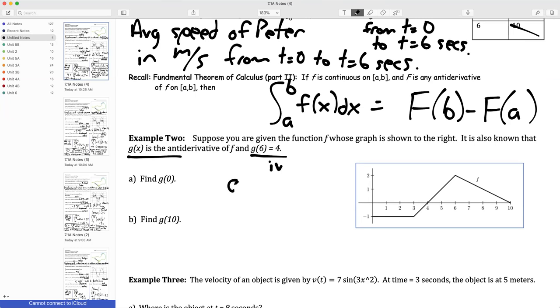I can also say g of x, it's the antiderivative of f. So I'm going to write this antiderivative f of x dx. And I can also write in my lower bound. Aha, what is my lower bound? 0. There are lots of them out there.